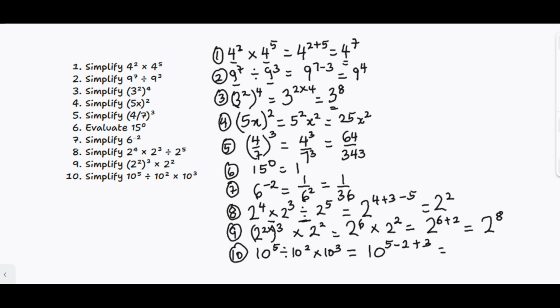What is 5 minus 2? 5 minus 2 is 3. Then 3 plus 3 is 6. So for the question 10 raised to power 5 divided by 10 raised to power 2 multiplied by 10 raised to power 3, our answer is 10 raised to power 6.